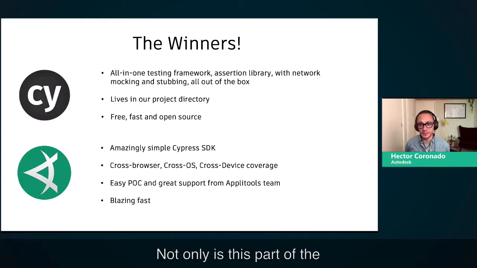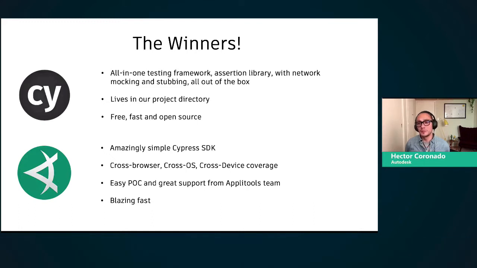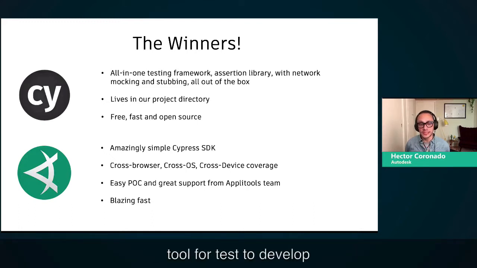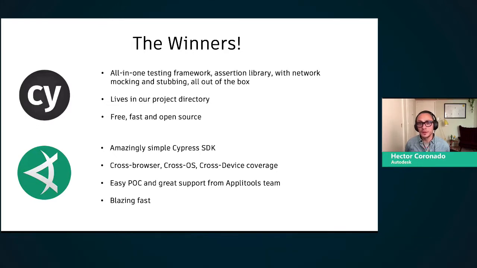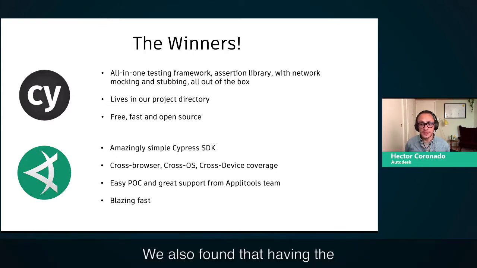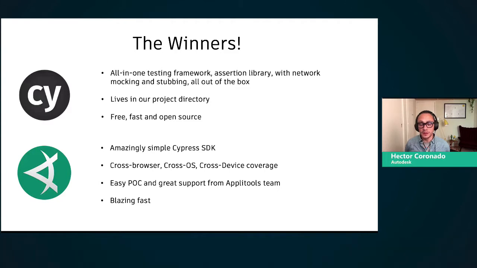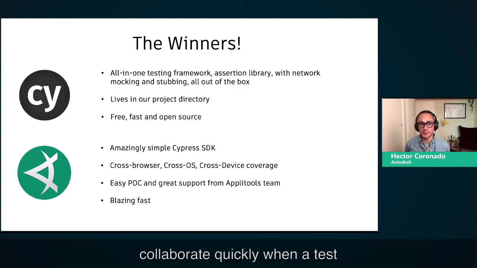Not only is this part of the architecture that allows Cypress to run really fast and flake-free, but it allows us to use it as a tool for test-driven development, making changes to our local source code and testing it immediately with Cypress before we create a pull request. We also found that having the test code directly in our project also made it possible for us to collaborate quickly when a test isn't passing.